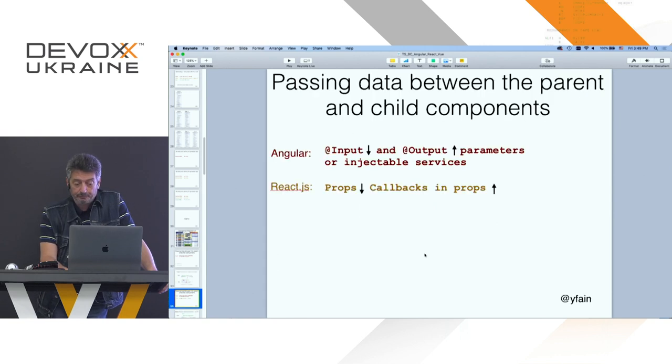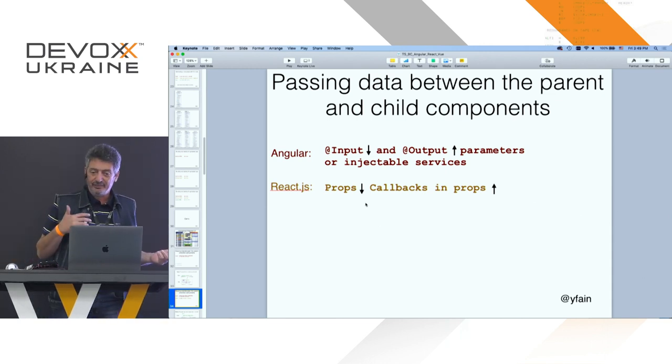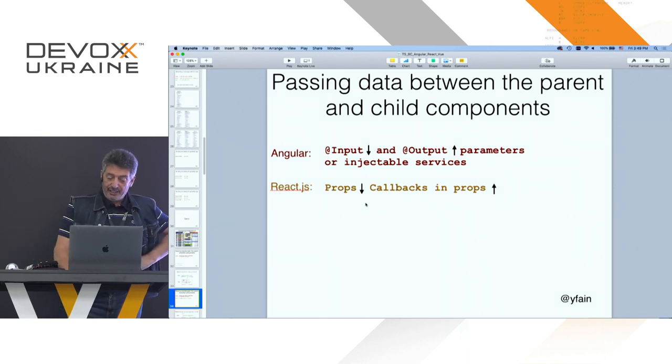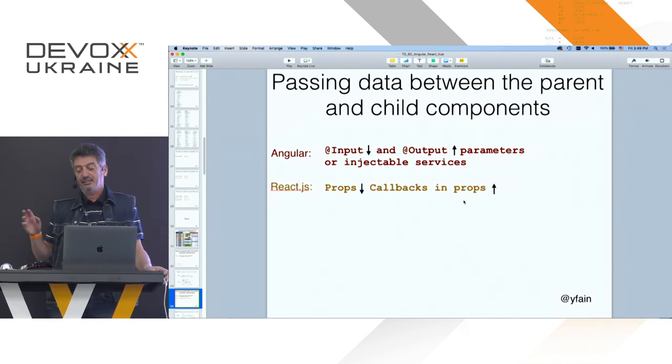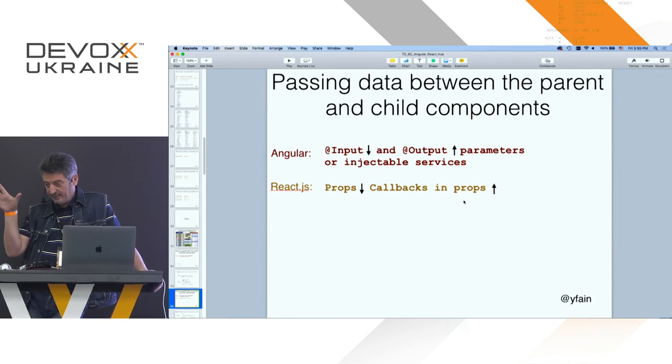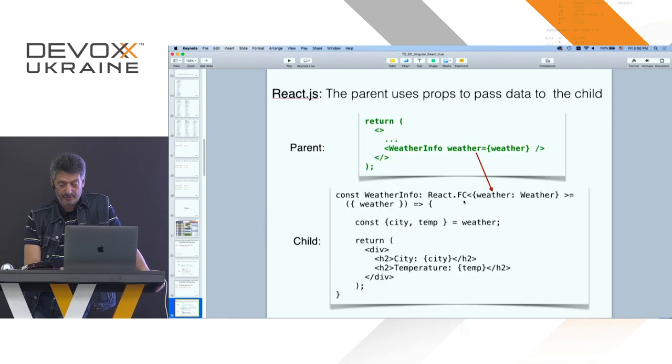Okay, next, in React, the same thing. They also need a mechanism to pass the data from parent to child. So in React.js, they have something called props. Props is a way for the parent to pass the data to the child component. And how can the child send the data back? In React, they use callbacks. I still have props. I can pass the name of the callback function to call, and from the child, there is a mechanism to invoke a function on the parent, even without knowing who the parent is.